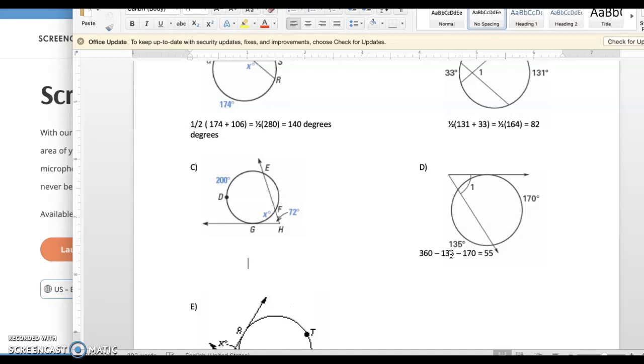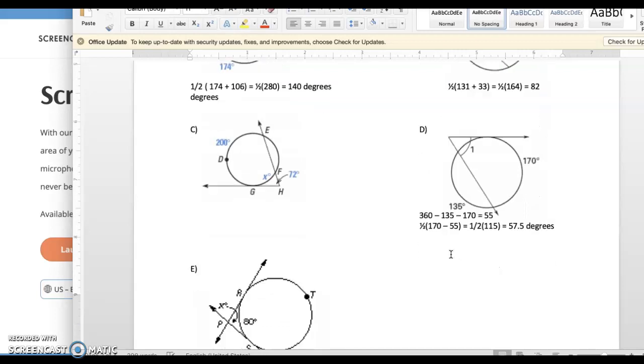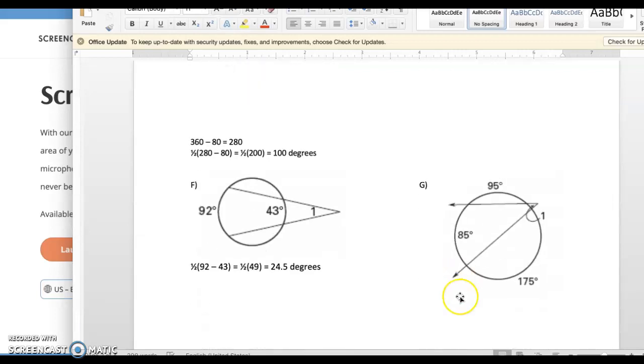So therefore, angle 1 is going to equal 1/2 of 170 minus 55. And then again, to do the math on the parentheses, we're going to have 170 minus 55 is equal to 115. And again, an odd number, that's okay. We're going to have 57.5 degrees for angle 1. And I believe G is a similar idea.